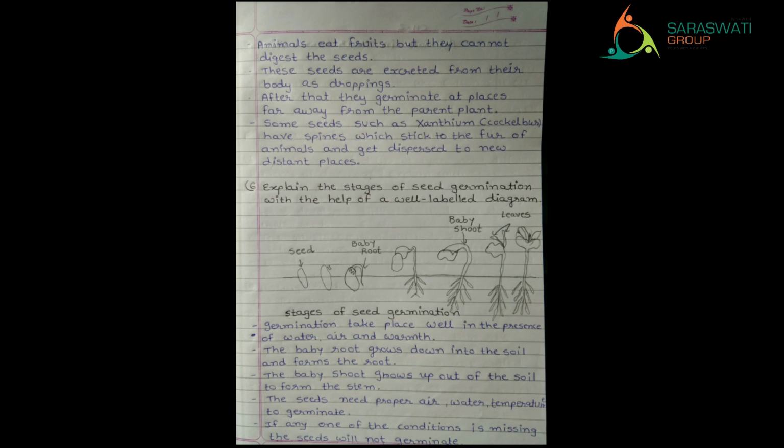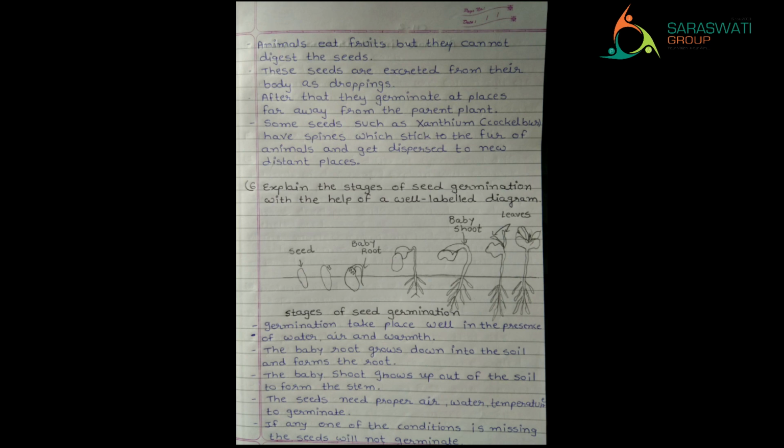Okay, some seeds such as xanthium, cocklebur, right? These two words we have seen in the hardwood, okay, have spines which stick to the fur of animals and get dispersed to new distant place. This we have seen. What is xanthium and cocklebur? The flowers of xanthium, that is cocklebur, will stick to the body of animal. Right, it sticks, and then when the animal walks, it goes far away. So what is that? Dispersal, right? So this way animals are helping in the seed dispersal.